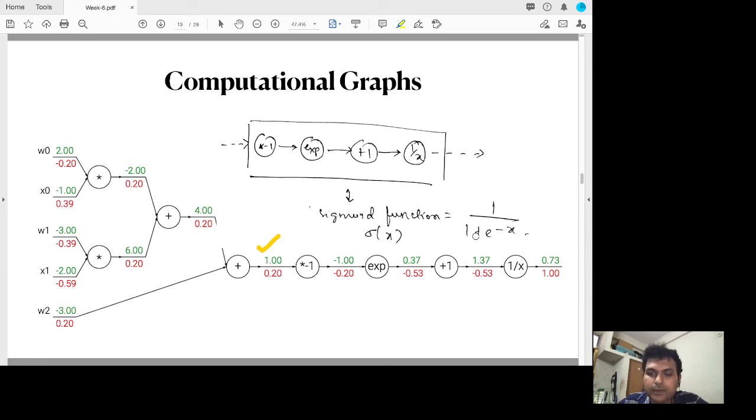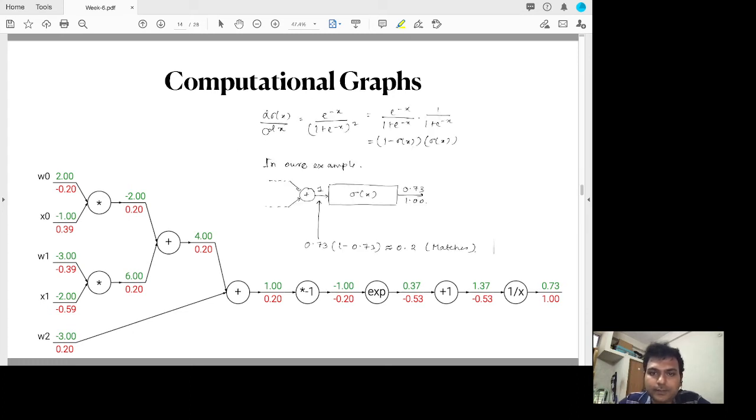When you have sigmoid functions, your algorithm will know that this is a sigmoid function, so it already knows the derivative of the sigmoid function. What is the derivative of the sigmoid function? d sigma(x) by dx is e to the power minus x divided by (1 plus e to the power minus x) whole squared. I don't know whether this is clear to everybody, but just believe me that this is the derivative of the sigmoid function. You can work it out later.